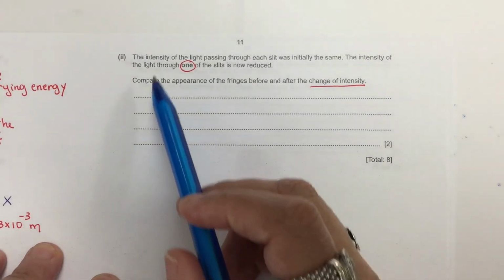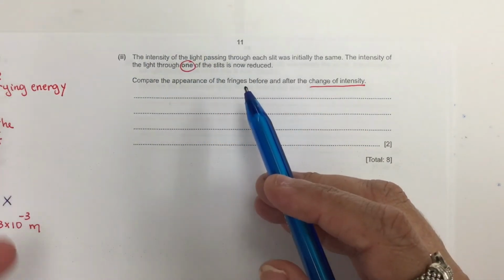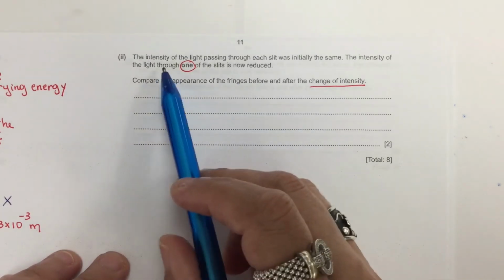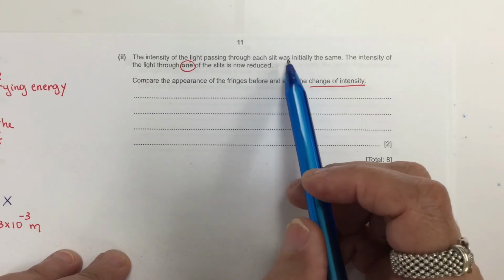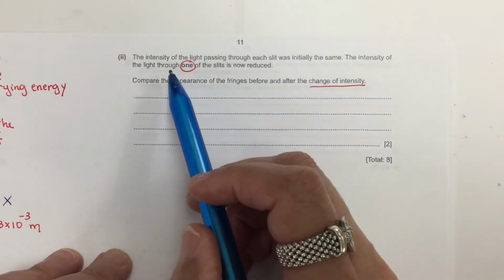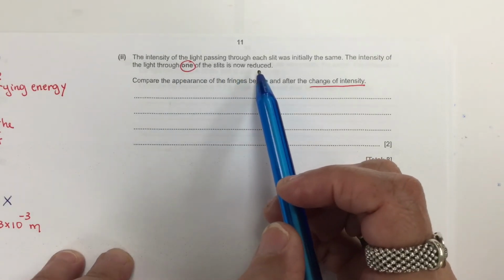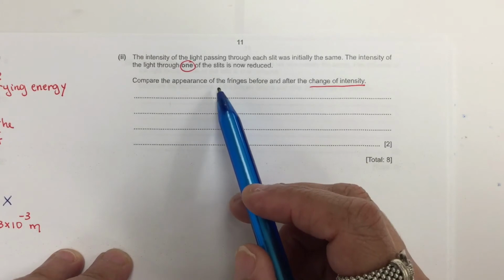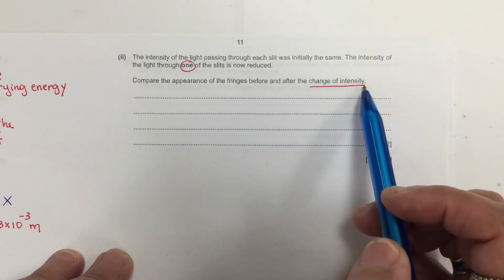The final question asked gives you a different scenario here. The intensity of the light passing through each slit was initially the same. The intensity of the light through one of the slits is now reduced. Compare the appearance of the fringes before and after the change of intensity.